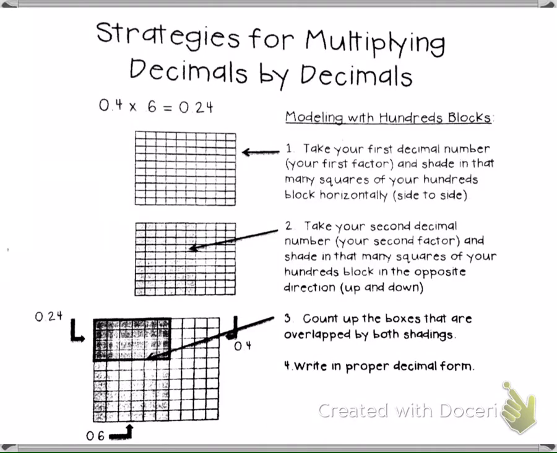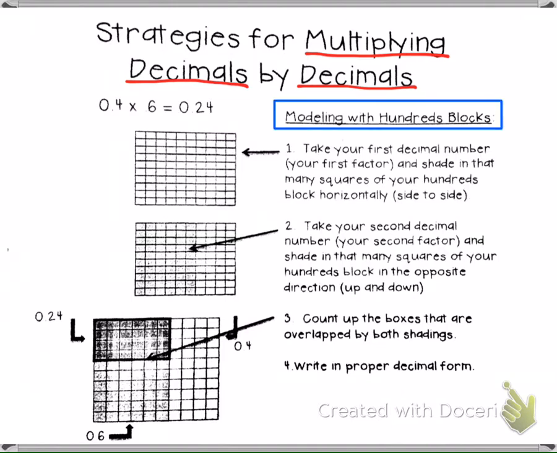Okay, in this video we're going to talk about the strategies for multiplying decimals by decimals. So here we go. The first thing we're going to talk about is multiplying them by using models with 100 blocks. You can see the models right here, and we're going to take it one step at a time. So the first step is to take your first decimal number, that's your first factor, and shade that many squares in your hundreds block horizontally.